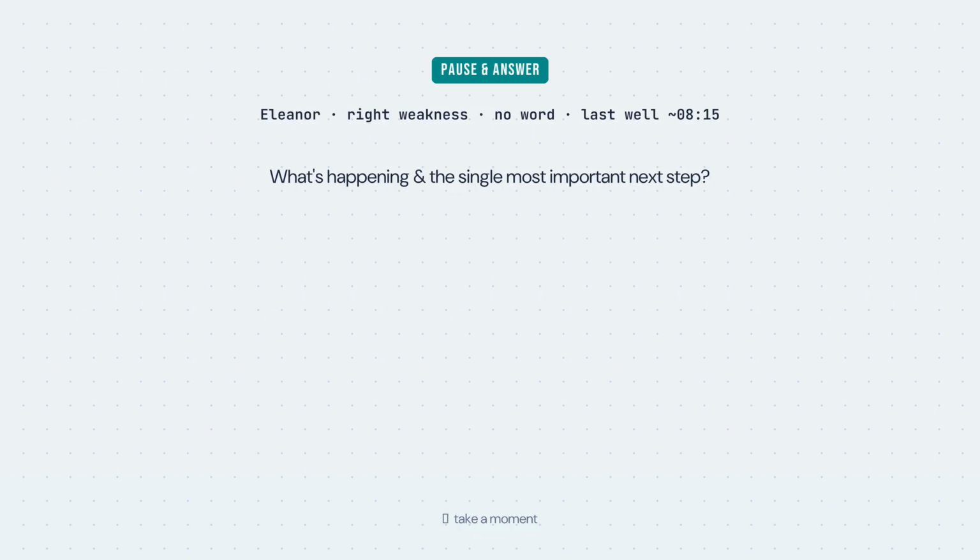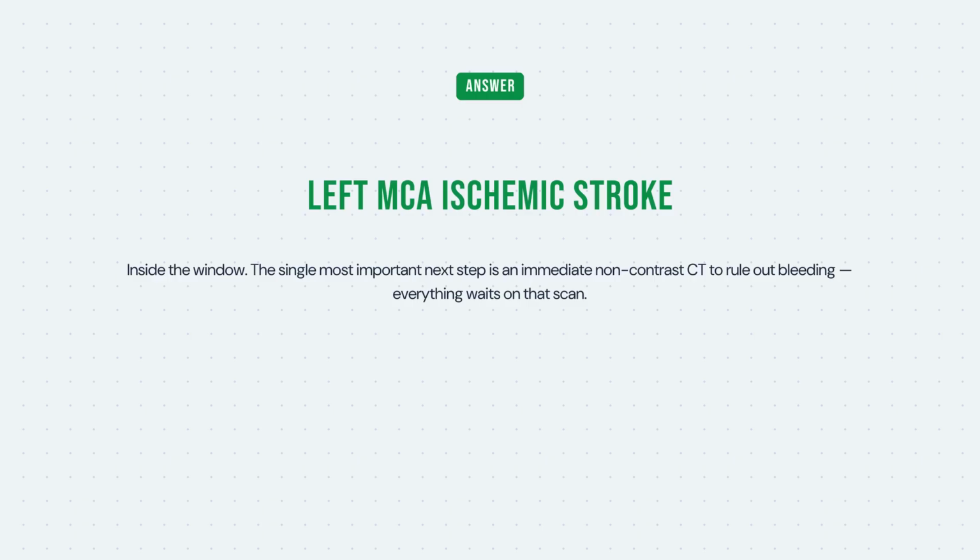And back to the quiet room where we started. Eleanor, right-sided weakness, unable to find a word, last known well around 8:15. You had no framework for that at the start. Answer it now. What is happening, and what is the single most important next step? Left hemisphere ischemic stroke, in the middle cerebral artery territory, inside the treatment window. The single most important next step is an immediate non-contrast CT to rule out bleeding, because everything, the clot buster, the thrombectomy, all of it, waits on that one scan.